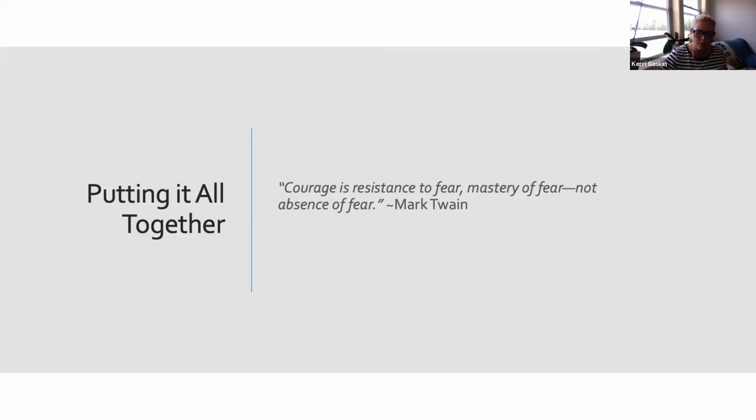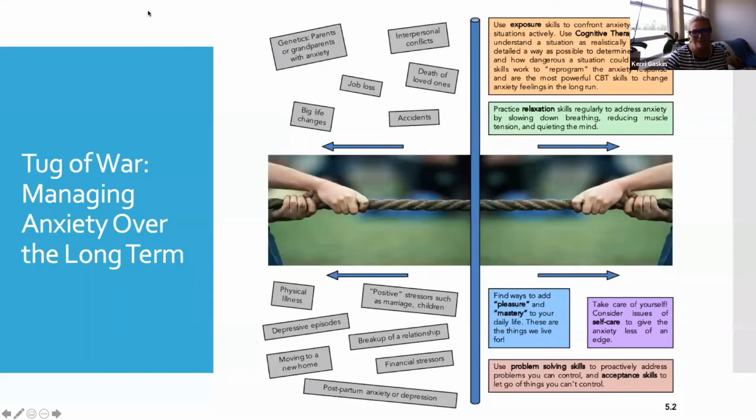Think about a tug of war. Think about the last time you actually had a tug of war. I don't know if any of you have done that. At a fair, at a beach, at a backyard picnic, your team has some influence on the outcome, right? But the other team may or may not make it really hard for you to achieve your aim. And managing anxiety over the long term can feel an awful lot like a tug of war.